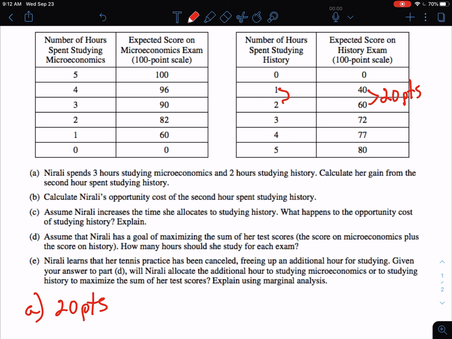Calculate Nirali's opportunity cost of the second hour studying history. So when she studies this second hour, that means that she can only study 3 hours of economics. She cannot study 4 because she's spending 2 hours over here on history. So what is she giving up? Well, the marginal cost of taking away 1 hour toward micro is 6 points.